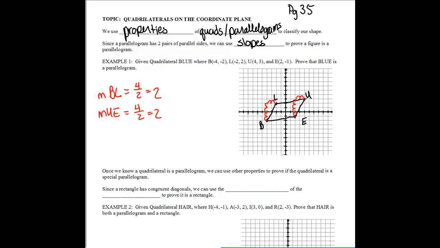And then we do the slope of LU and the slope of BE. LU goes up 1 over 6, so 1 over 6. And then BE is up 1 over 6, so 1 over 6. So these match, and these match as well. So yes, it is a parallelogram because it has two pairs of parallel sides.